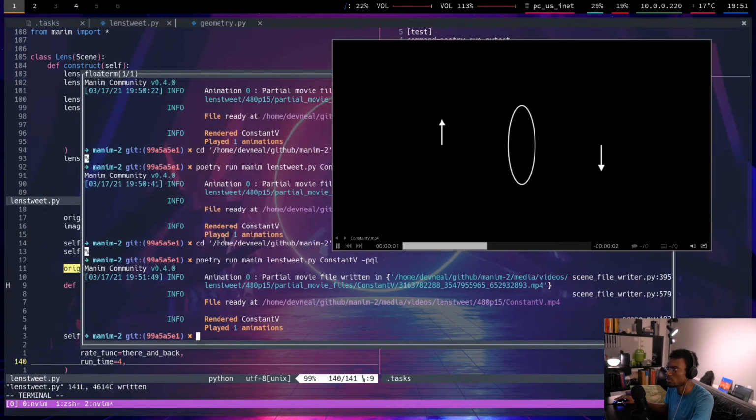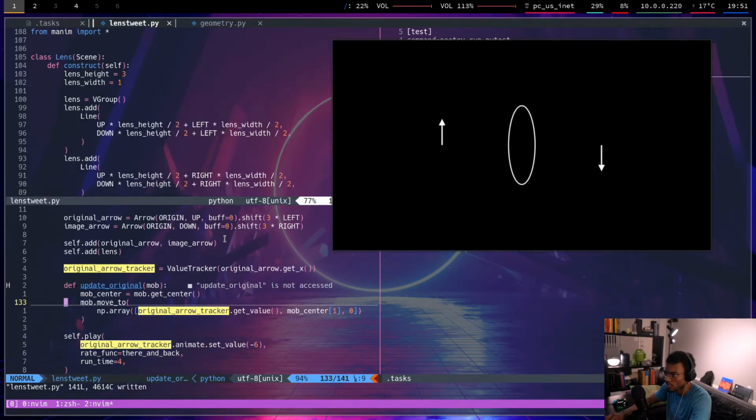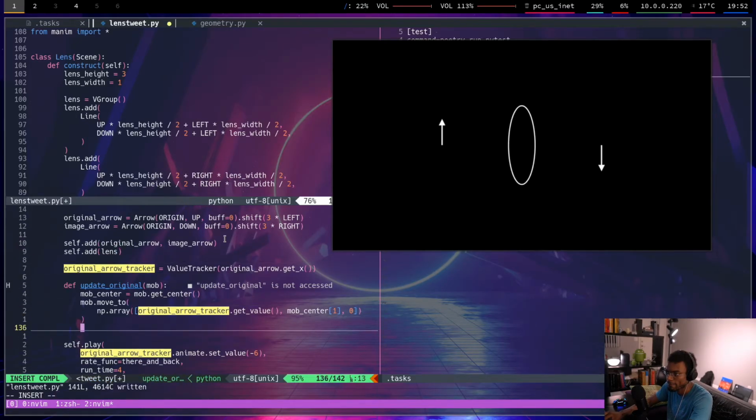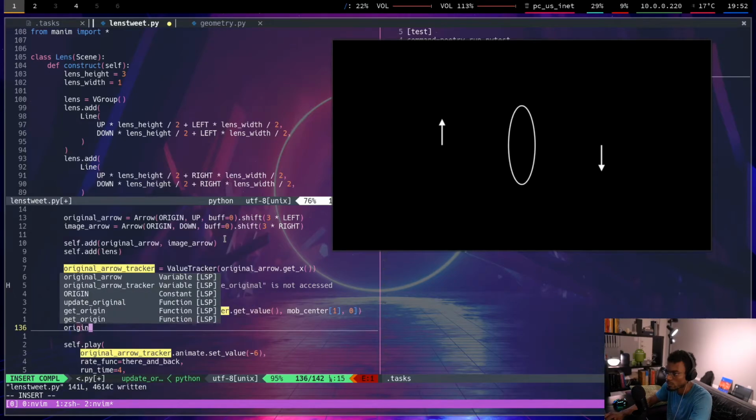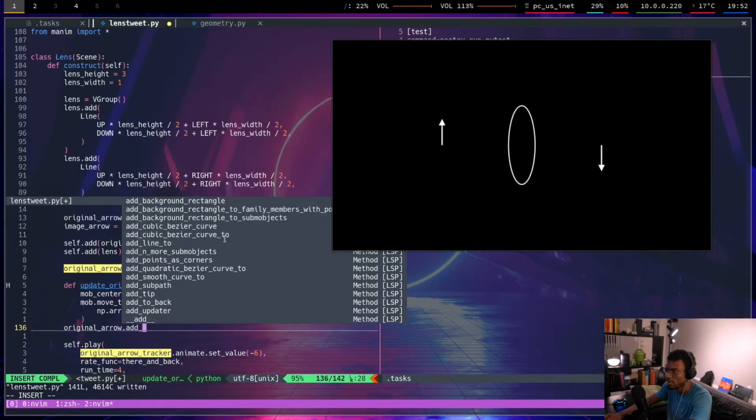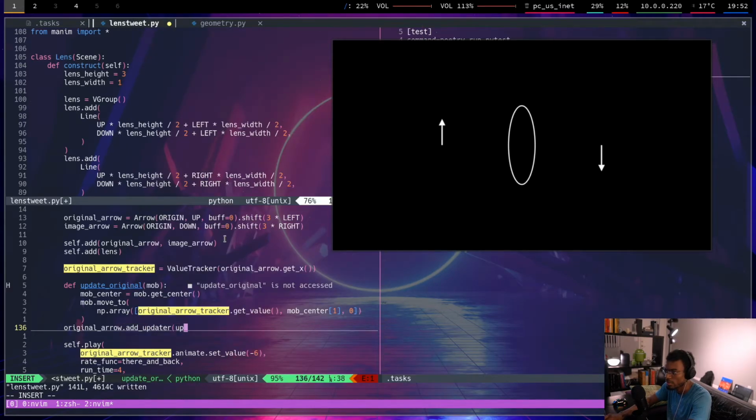Nope. Mod move original tracker dot get value. I have to add the updater. Arrow dot add updater.